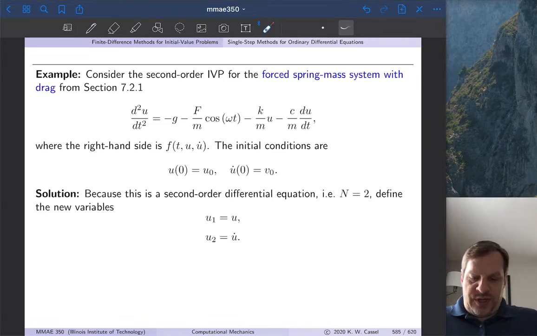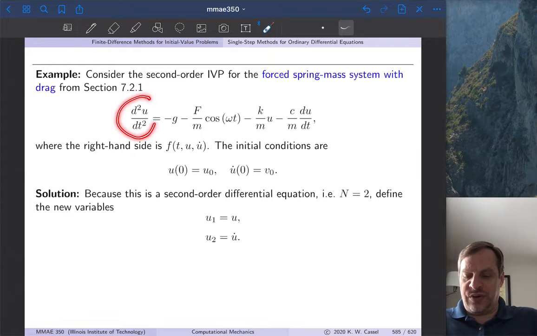So we've been looking at examples of initial value problems and how we solve them numerically, and I want to do two more examples of higher order equations. So again, the second order equation here as we've had in the past, but now a more complicated equation. This is from section 7.2.1. It was a forced spring mass system that we looked at.